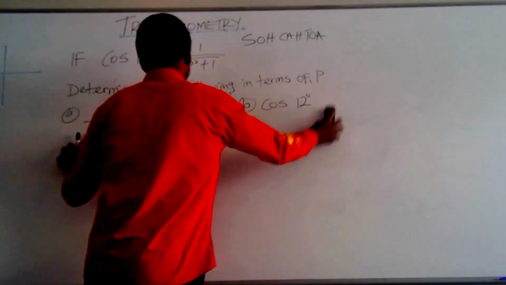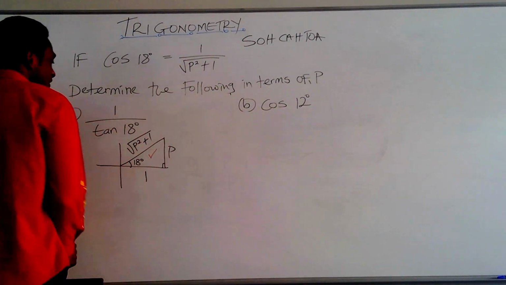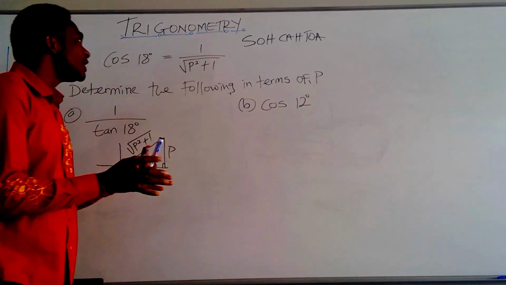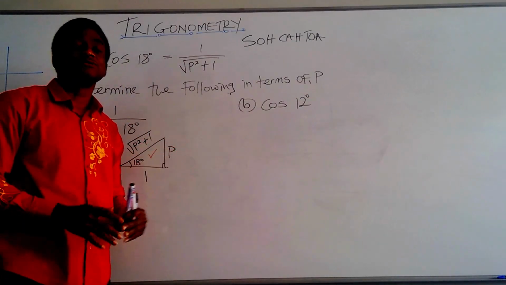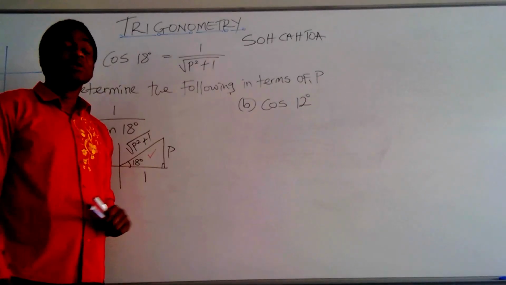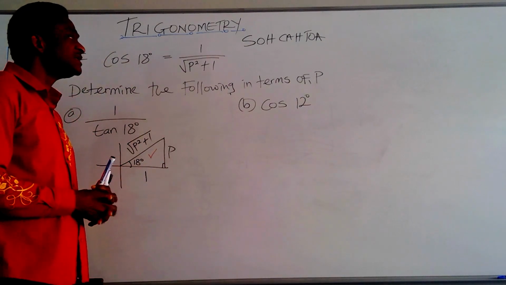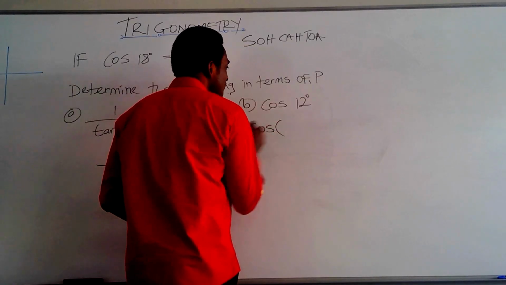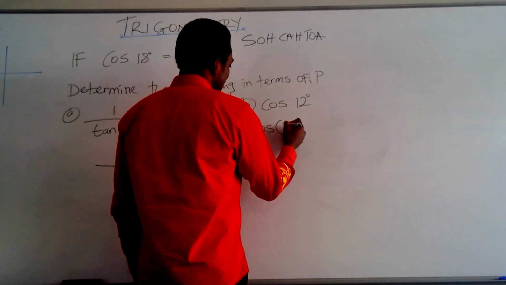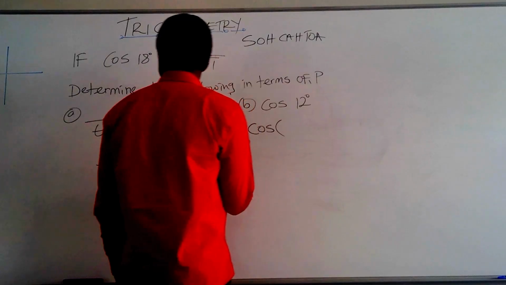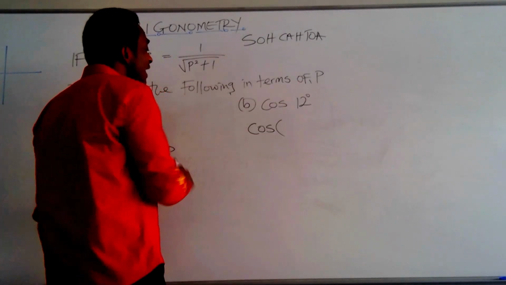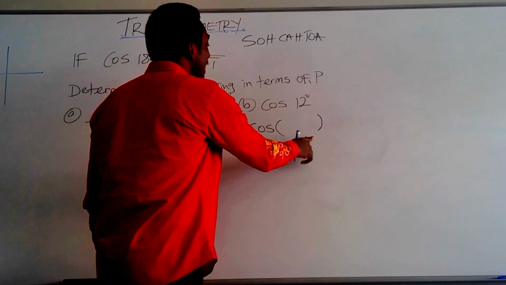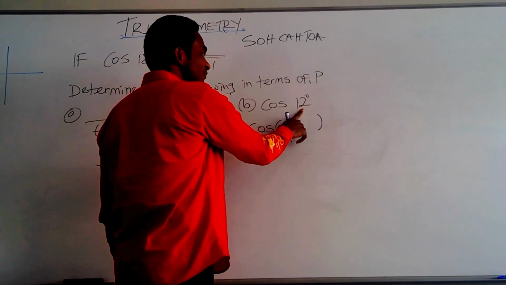Now we have cos of 12. First things first, we have to work towards getting an 18 out of that, nothing else. We must work towards getting an 18 out of there. Now let's see, if we have cos of 12, we want to get 18 out of this. What are we going to work inside the bracket? And it will still be 12.